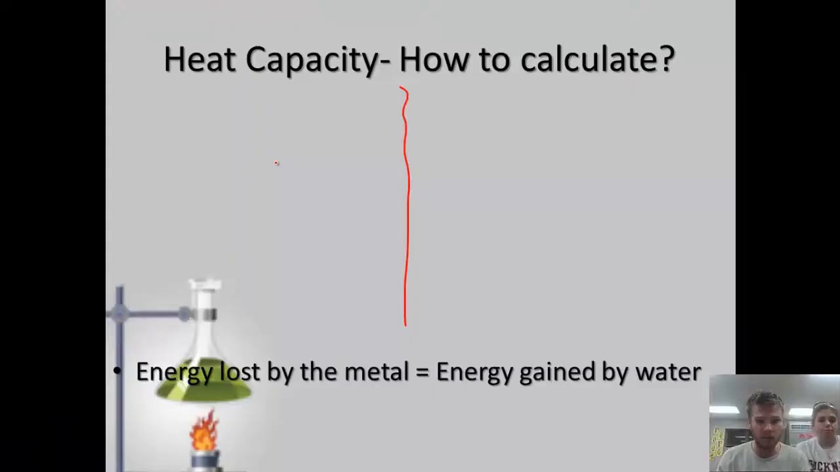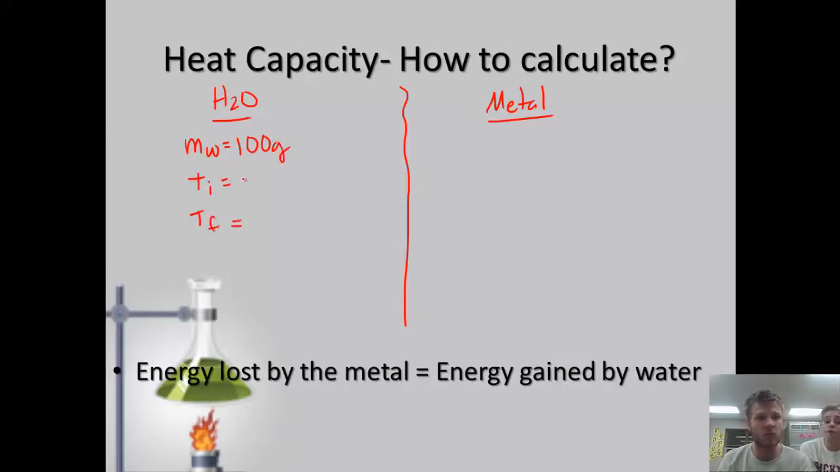I'm going to split my side here. Let's write down our knowns from the experiment. Let's do the H2O side, water, and the metal side. We don't know what this metal is, but we have to figure it out. The first thing was our mass of water. We put 100 grams. We actually used 100 milliliters, but we convert to get 100 grams. The initial temperature of the water was 24.3 degrees Celsius, and the final was 25.0 degrees Celsius.